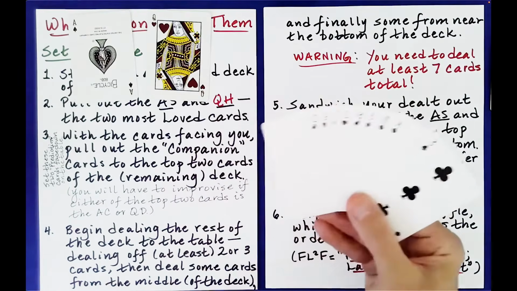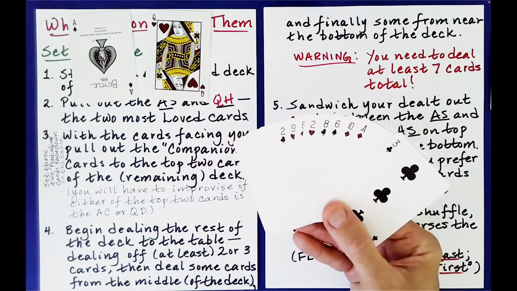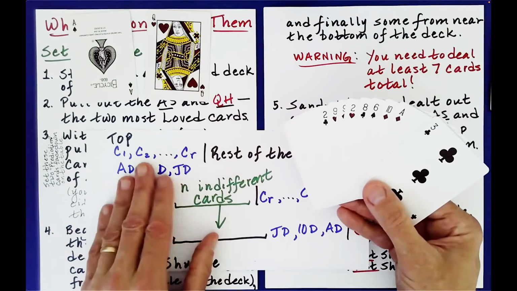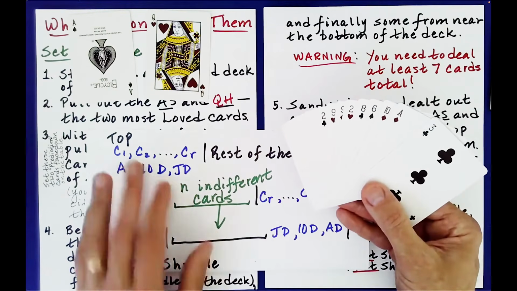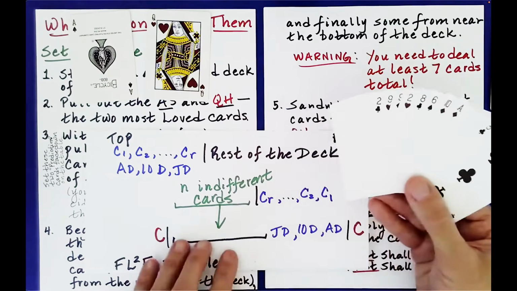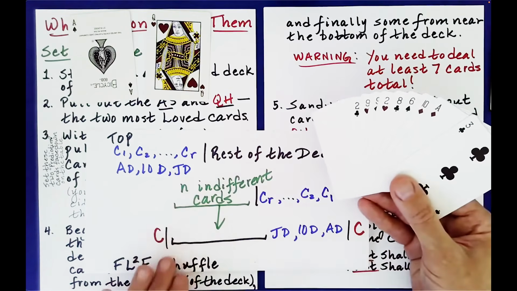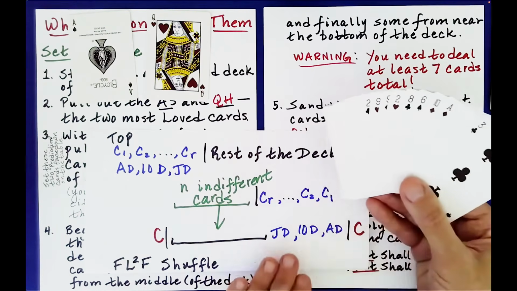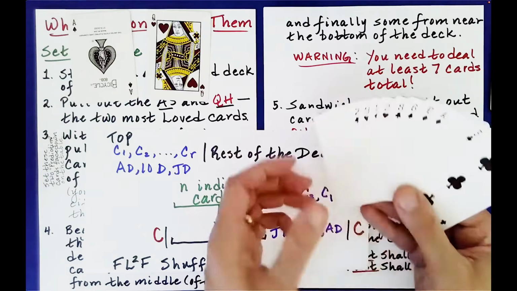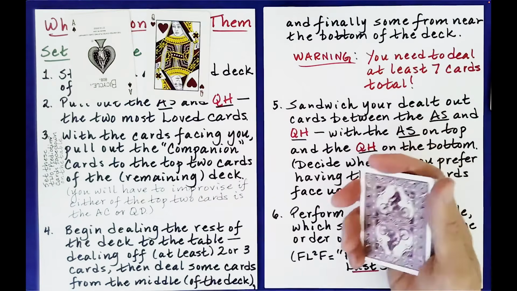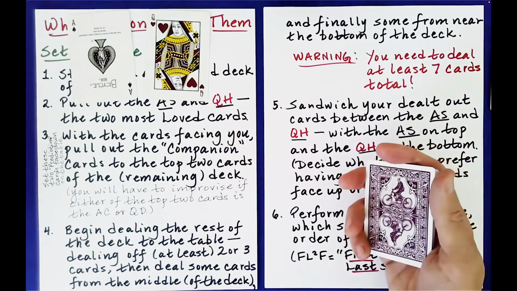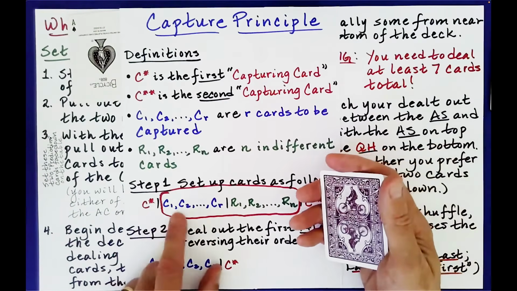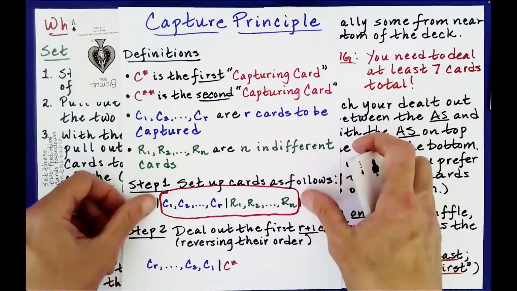And let me just go ahead and relate it to what I was talking about here with a little diagram. Okay, so we started with the companion cards at the top, the rest of the deck. And then I dealt out until the spectator said stop. Well, what that does is it puts our cards to be captured at the bottom. Well, that's not where we want them. Our cards to be captured for this capture principle to apply need to be moved back to the top. Okay, they need to be moved back to the top.